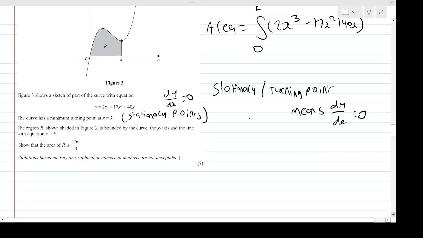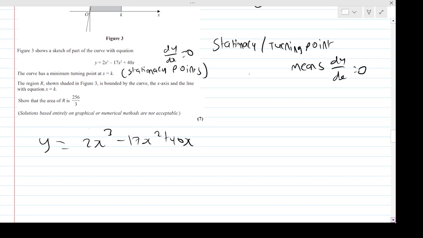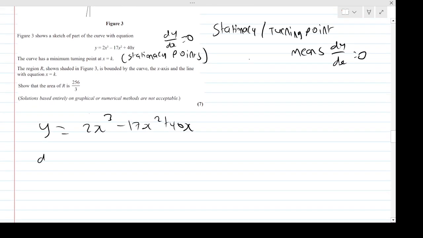Well, in order to do that, we need to find the derivative. So again, we know that y is 2x cubed minus 17x squared and 40x. So we need to differentiate, right? So we looked at how to differentiate expressions like this last time in differentiation. Fairly nice sort of expression. We don't need to use index laws to simplify. So we can just differentiate.